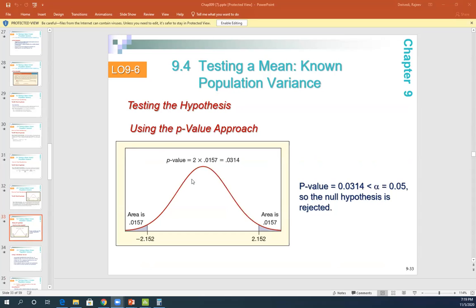And what is the p-value rule? I already explained, what is the significance? I'm just going to show you, demonstrate the p-value. Why do we call it less than or more than alpha value? How do we compare with alpha?